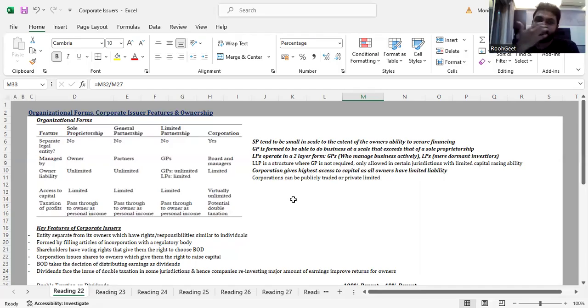Then comes access to capital. Here there is a limited access to capital. In a sole proprietorship, you cannot raise money from any other investors by diluting your ownership. Not possible. Okay. In a general partnership, again, the access to capital is limited. You cannot keep on raising more and more capital. There is a limit to how many partners there can be in the business. Same with the limited partnership. But in terms of corporation, there can be virtually unlimited. Okay, कितने भी हो सकते हैं.